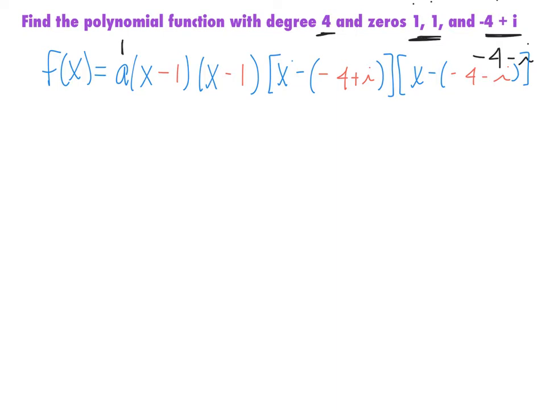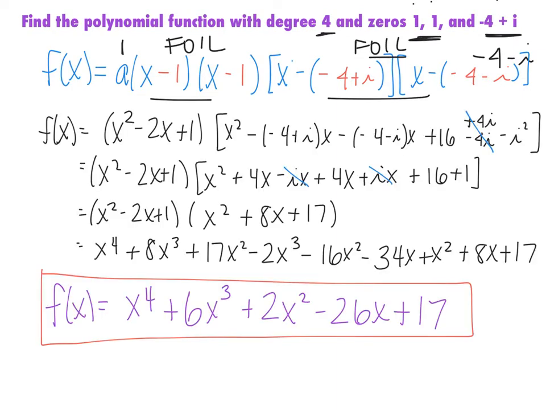So what I'm going to do is FOIL these two, and FOIL these two, and then distribute like crazy, and I'll show you what that looks like when I simplify it down. From expanding everything out and doing a lot of arithmetic, I end up with f of x equals x to the 4th plus 6x cubed plus 2x squared minus 26x plus 17.